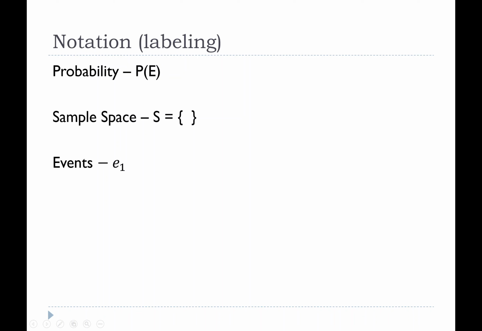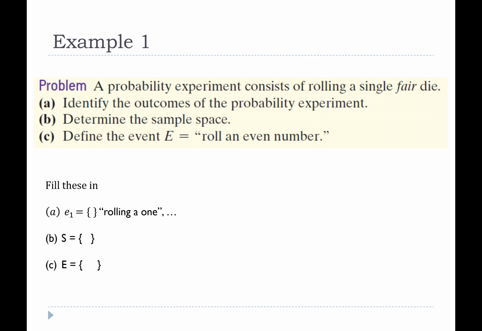Okay, notation and labeling. If you see P and then parentheses E, that's the probability of event E happening. A sample space is a set, so we use the set brackets. And then an event is E sub 1. It says a probability experiment consists of rolling a single fair die. Identify the possible outcomes of the experiment, determine the sample space, and then define the event E.